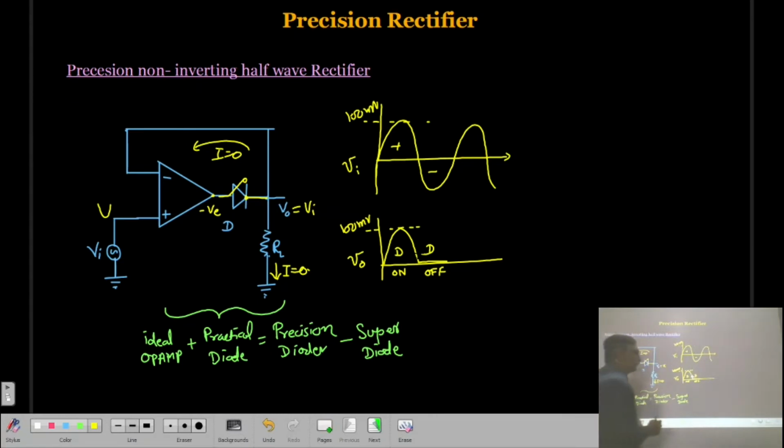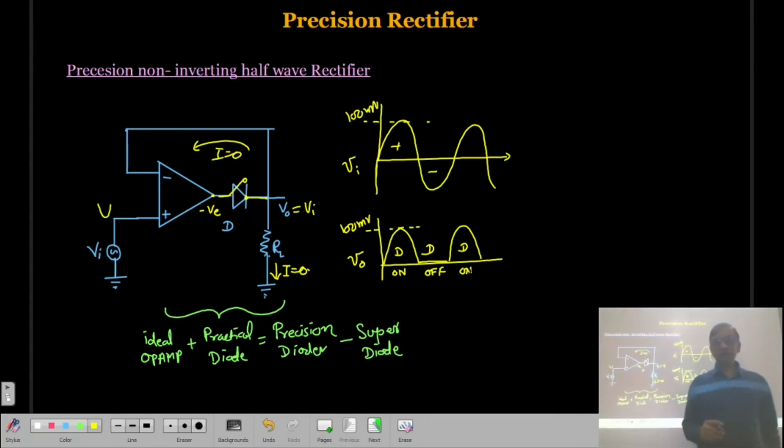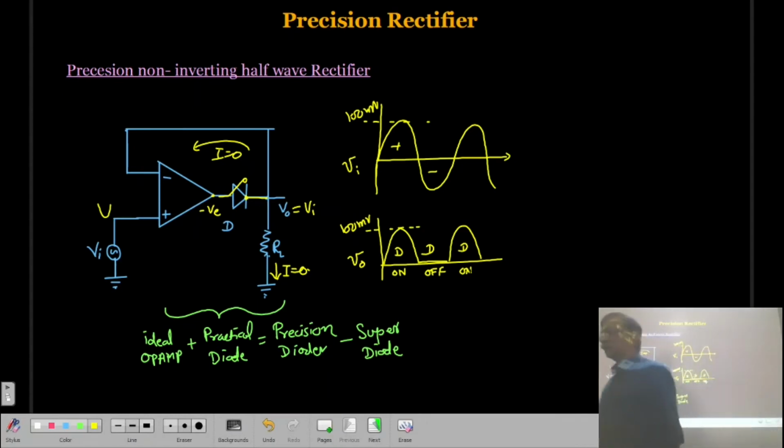Then the cycle is going to be repeated. Then again the positive cycle, diode D will be in forward bias. You will get the output. Then no output will be there during this negative cycle. So here now you can see this output is a rectified output, and this is possible even if my amplitude is very small. So that is the advantage of a precision rectifier. So the amplitude is in the order of millivolts. Then also we can conduct the diode using the operational amplifier.